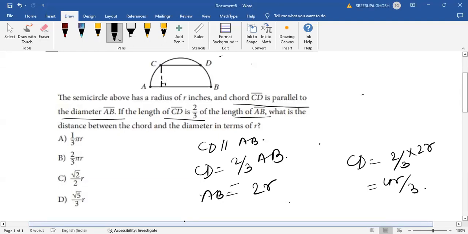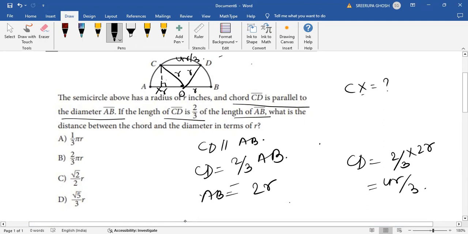Either this, or since it says what is the distance between the chord and the diameter in terms of R, what is this? R, 4R by 3. We need to find this out, right? CX. Yes or no? So in order to find out CX, what we have done is we have dropped a perpendicular from the point C on the radius AO, and this perpendicular is meeting at right angles at X. Correct?